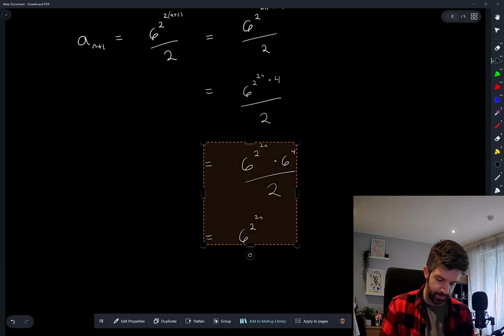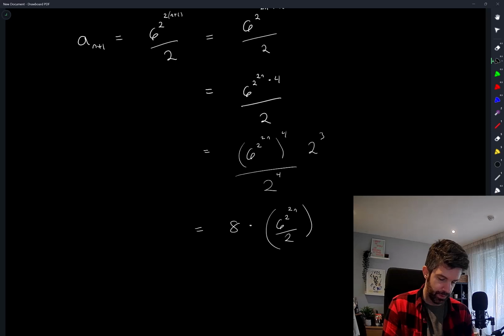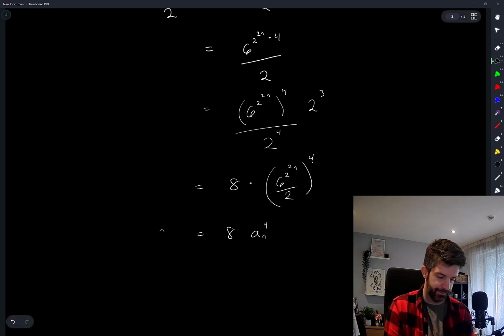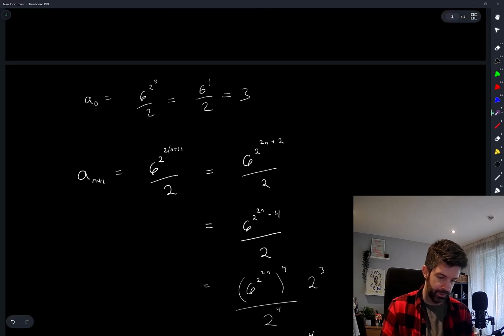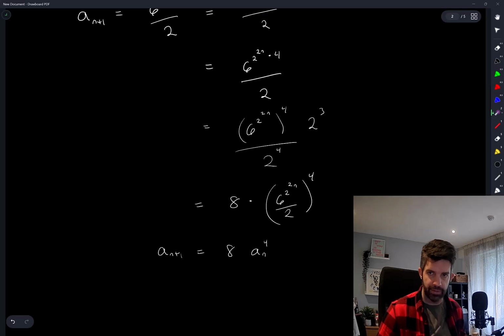Maybe it's best not to do it this way, but to write 6 to the 2 to the 2n to the power of 4. And then this is all divided by 2, but I'll raise that to the power of 4 and multiply by 2 to the 3 here. And here I get 8 times 6 to the 2 to the 2n over 2 to the power of 4, which is what I want. So I've shown that this general expression satisfies the recursion that we started with.